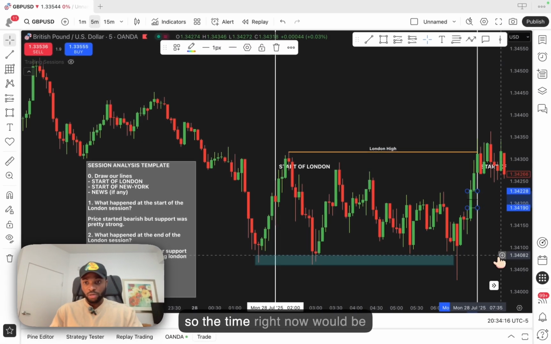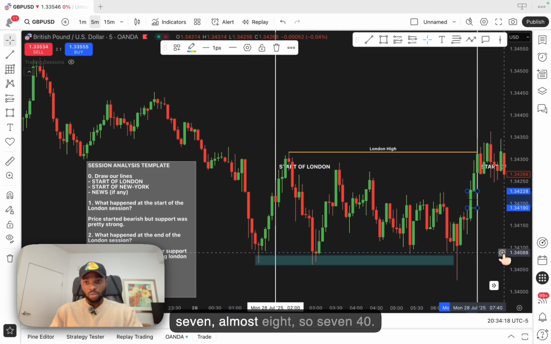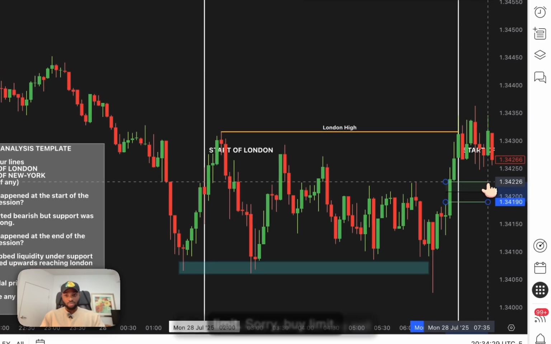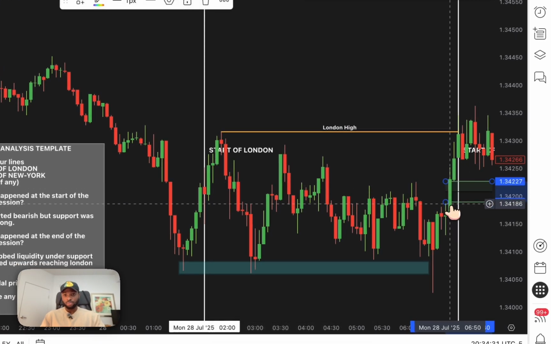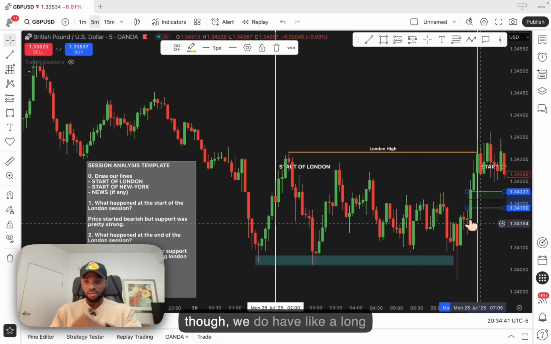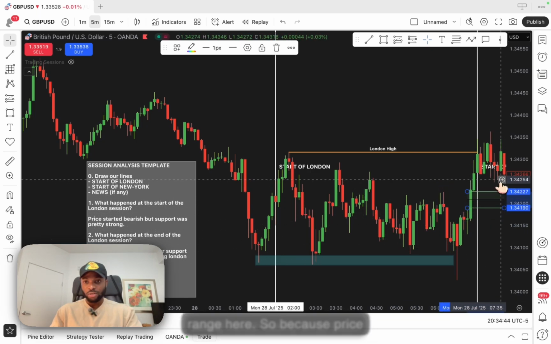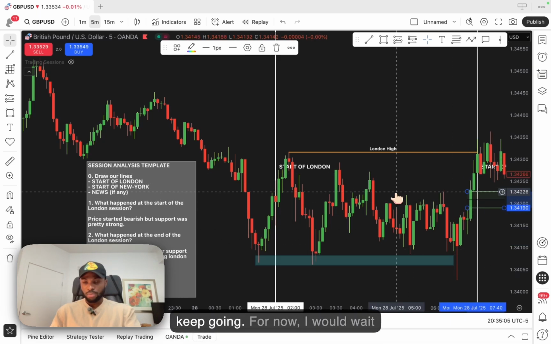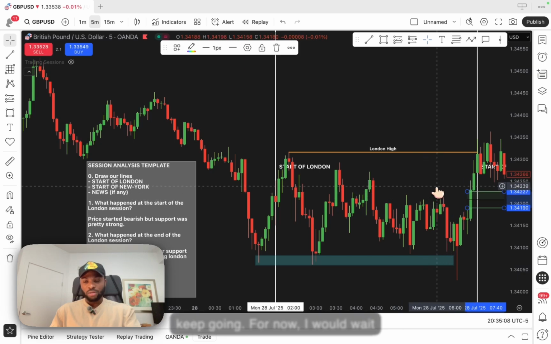Yeah, so the time right now would be almost 8, so 7:40. So I would be going for the sell limit. Sorry, buy limit. However, we do have a long range here, so because price could easily drop back down all the way here. Okay, let's just keep going. For now, I would wait.